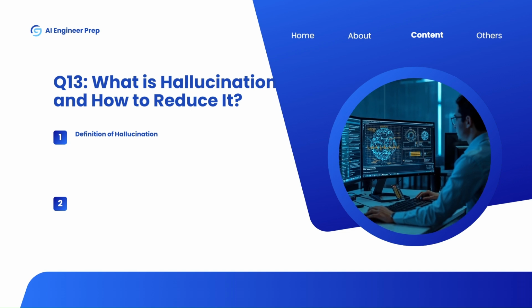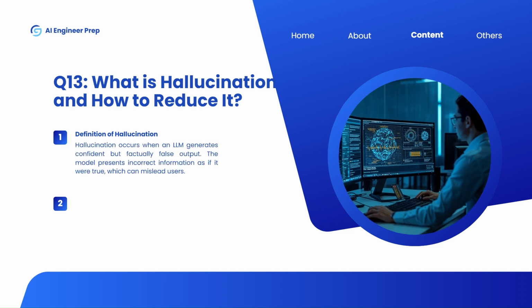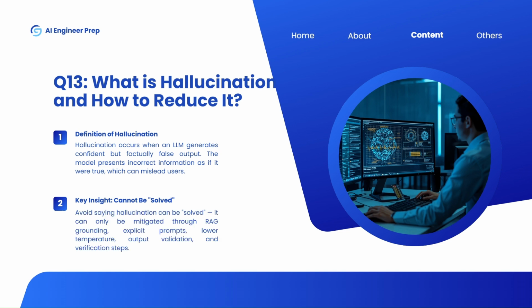What is hallucination? How to reduce it? A hallucination occurs when an LLM generates confident but factually false output. The model presents incorrect information as if it were true, which can mislead users. The insight: it cannot be solved. Avoid saying hallucination can be solved. It can only be mitigated through RAG grounding, explicit prompts, lower temperature, output validation, and verification steps.